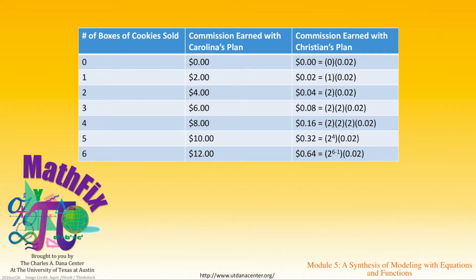Another way they might find an equation for Christian's plan might be to, instead of simplifying, complicate things a bit in order to discover the rule. They might notice that each time they are multiplying by 2 one more time. So, to generalize the pattern for, say, 10 boxes, they would have multiplied 0.02 by 2 a total of 9 times. For x boxes, then, they would need to multiply 0.02 by 2 x minus 1 times, or y equals 0.02 times 2 to the x minus 1.